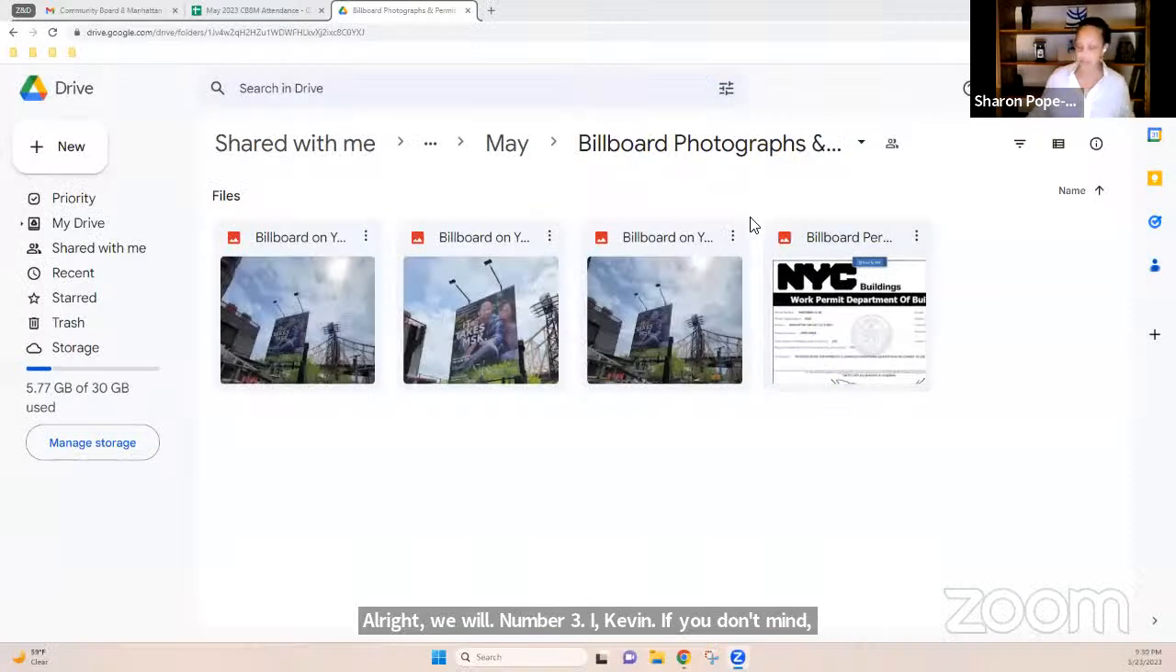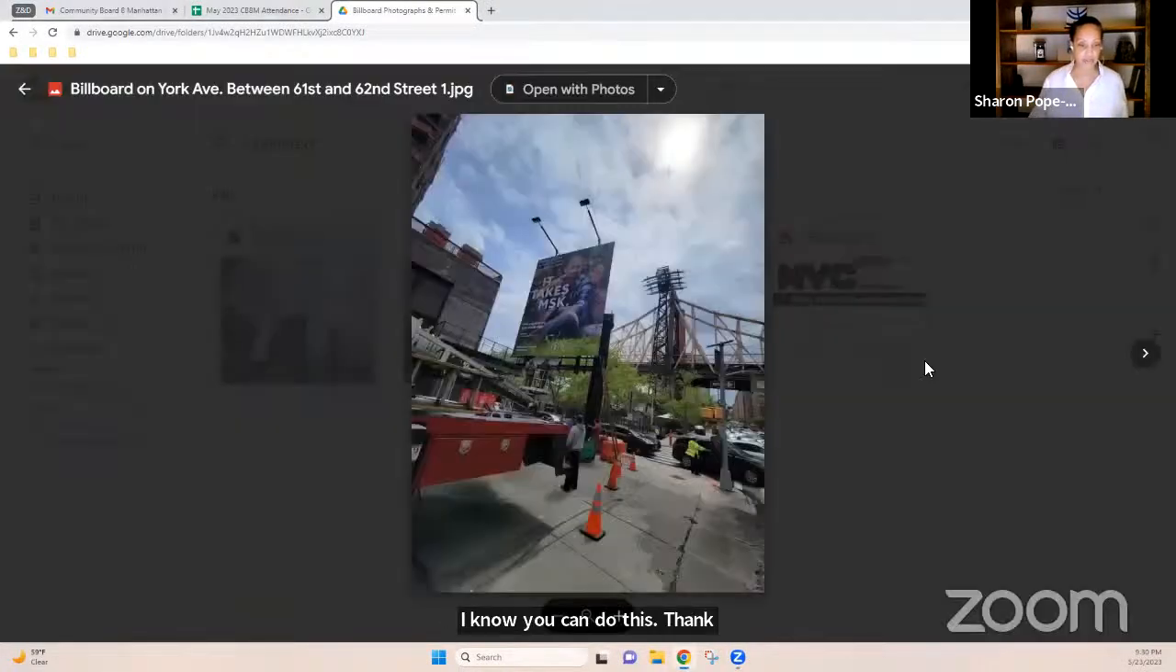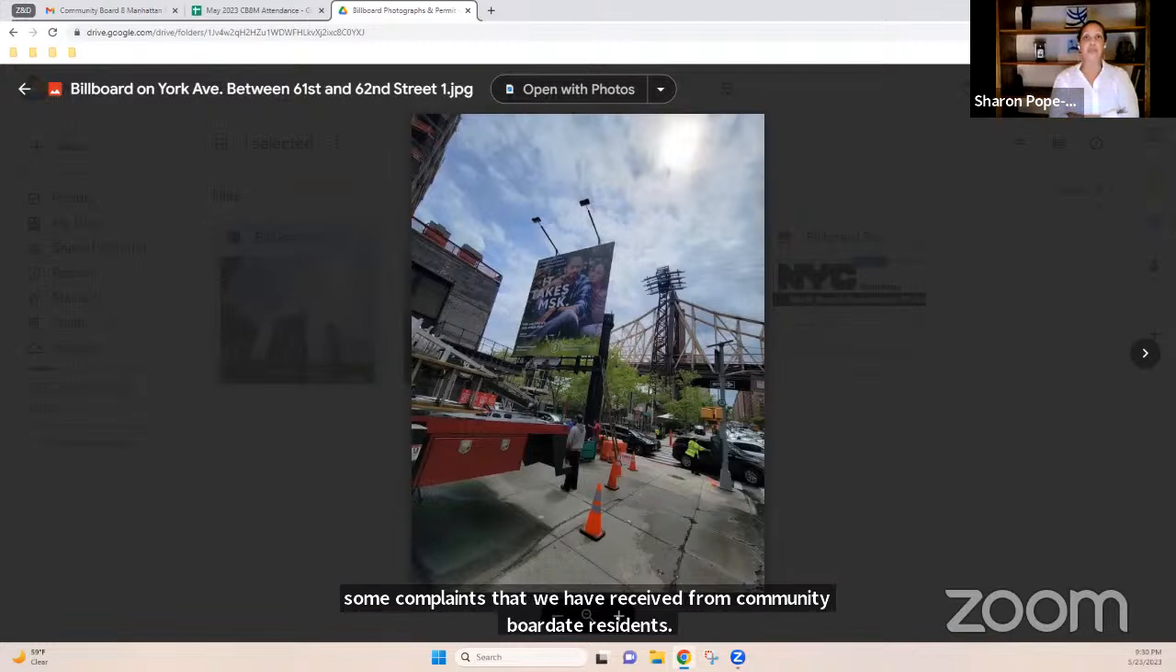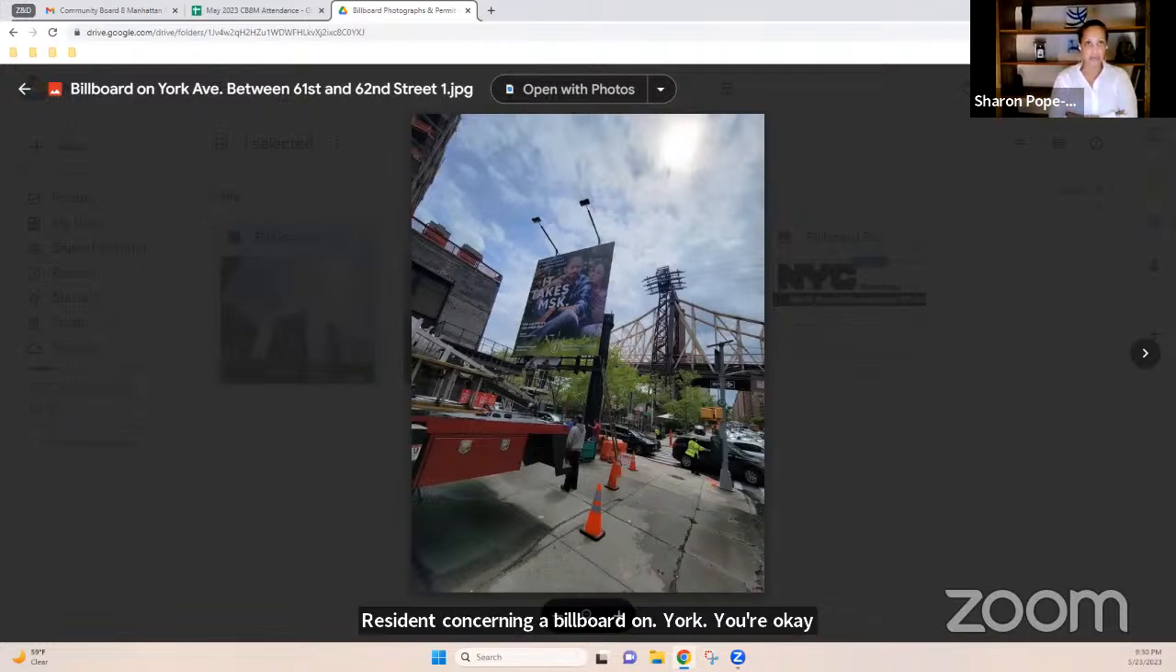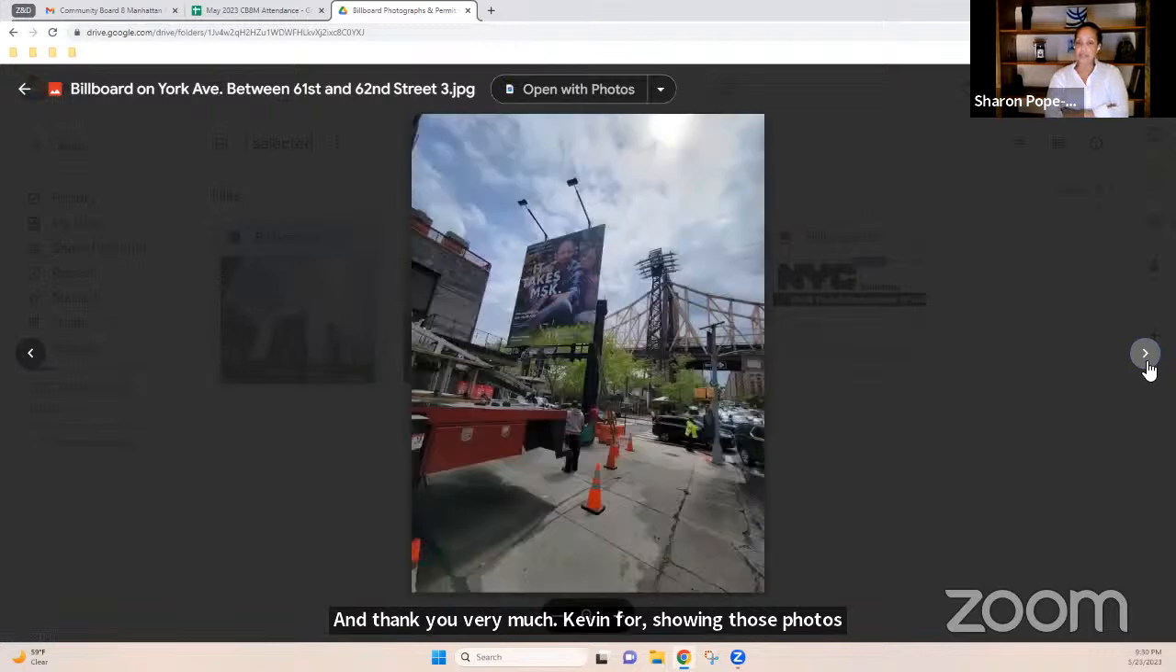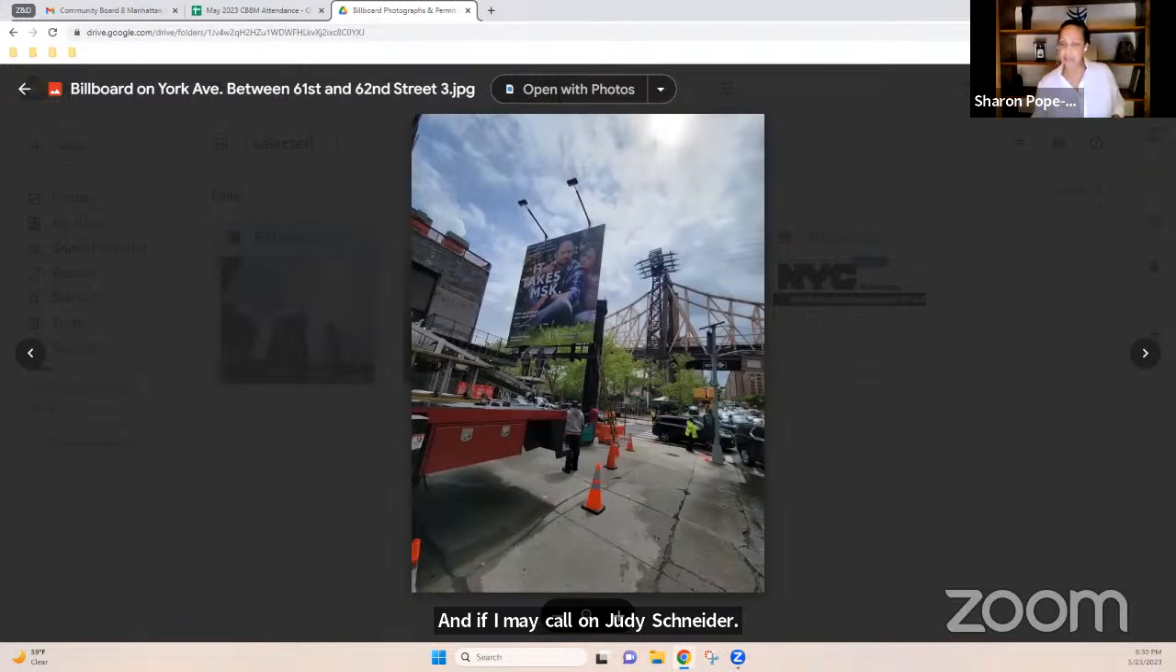Kevin, if you don't mind, I'm calling on you at the last minute, but I know you can do this. Thank you so much. This is agenda item number 3, and it's about some complaints that we have received from Community Board 8 residents concerning a billboard on York Avenue between 61st and 62nd. And thank you very much, Kevin, for showing those photos. And if I may call on Judy Snyder, if you don't mind unmuting her, Will?